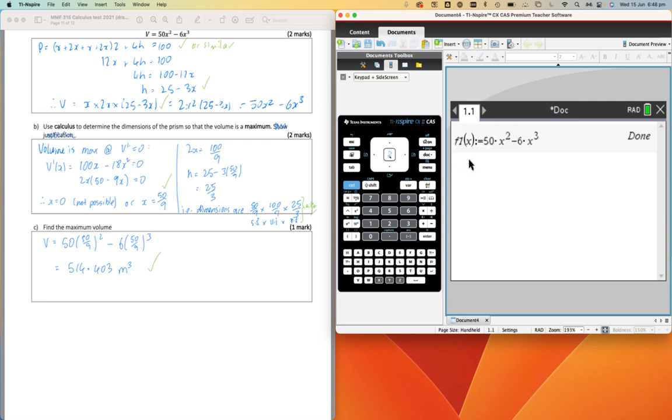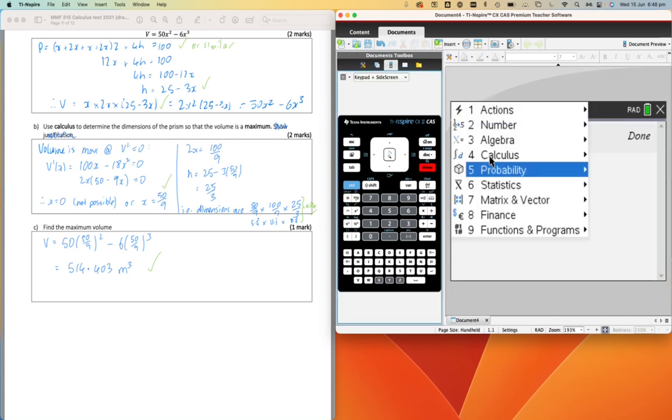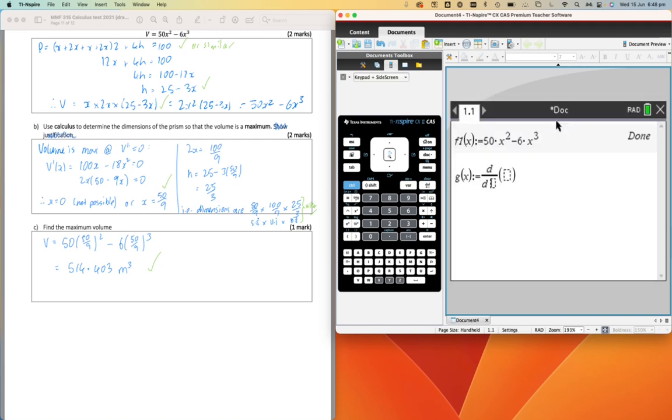I can now say, if I want to say the gradient of f1 of x is defined as the derivative. So menu, calculus. Remember, there's a couple of ways you can do this. I'm just changing the different ways. Derivative with respect to x of f1 of x. And now I can just say, what is g of x then? It's 100x minus 18x squared. And there it is there as well. Again, we would expect that you can do it.